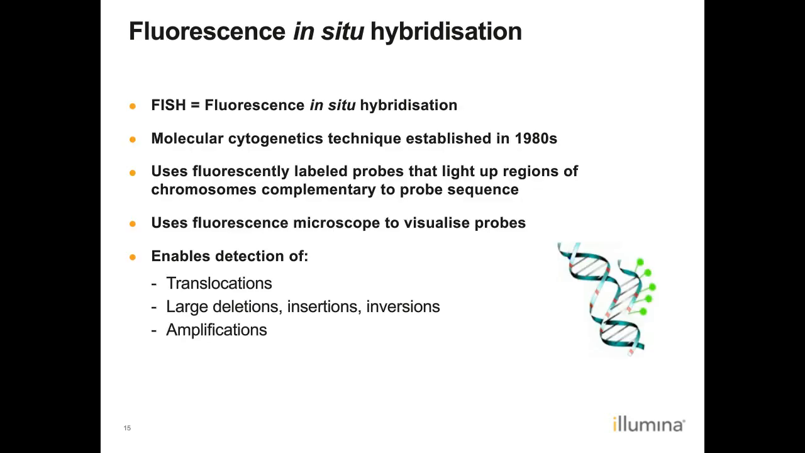Next technique that I wanted to talk about is FISH, which stands for fluorescence in situ hybridization. It is a molecular cytogenetics technique that was established in the 80s of the previous century. This technique uses fluorescently labeled DNA probes that hybridize to specific regions of chromosomes. They can be visualized with a fluorescence microscope in order to identify aberrations such as translocations, large deletions and insertions, as well as gene amplifications.